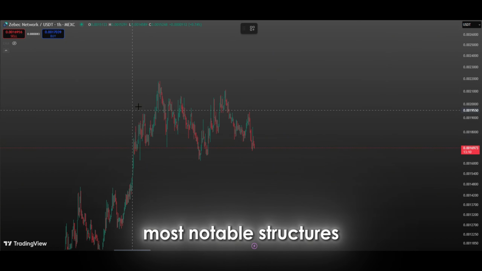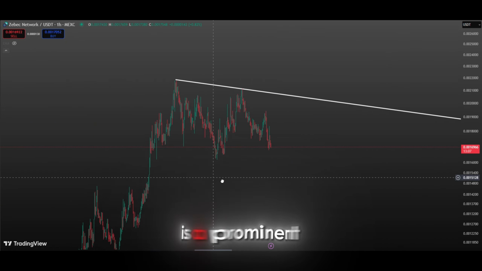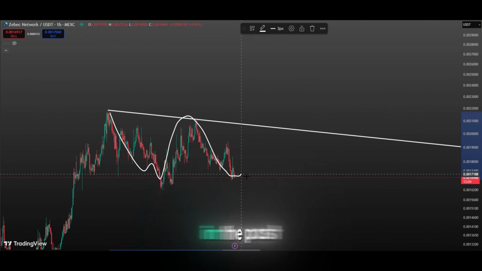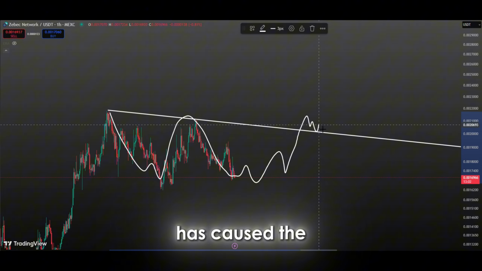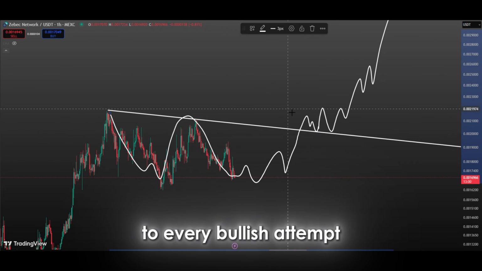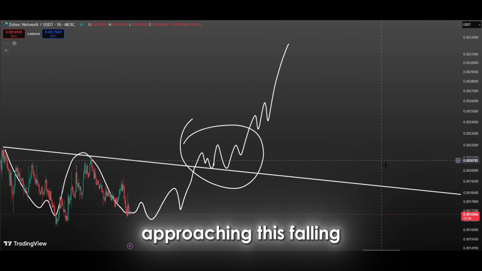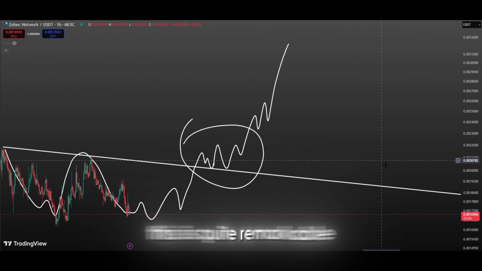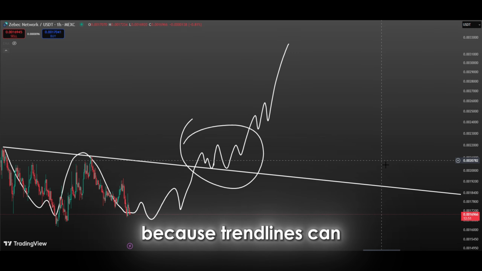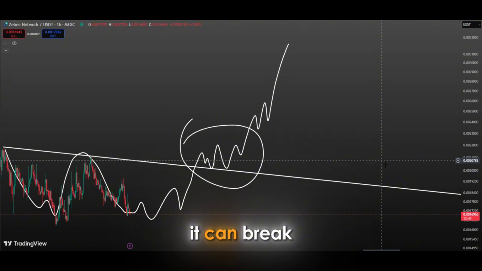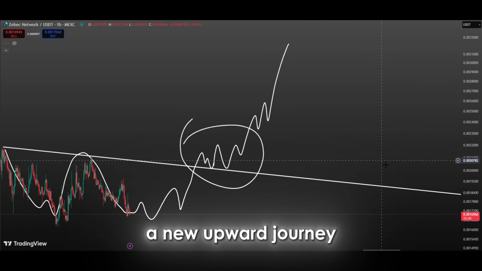One of the most notable structures on the chart is a prominent downtrend line that has been suppressing price action for a long time. In the past, this downtrend has caused the price to react to every bullish attempt and move down again. However, at this point, the price is approaching this falling trend line once again, and this is quite remarkable. Because trend lines can weaken over time, and if the price has gathered enough strength, it can break this barrier and embark on a new upward journey.